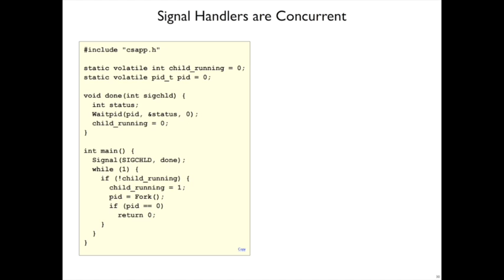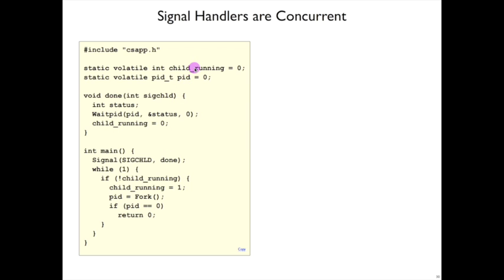What that illustrated, though, is the general issue that signal handlers are concurrent. Here's another problem, another program, which it turns out will have some issues. I'm using volatile, so that's not the issue. I have two variables that are going to be shared between the signal handler and the main program.